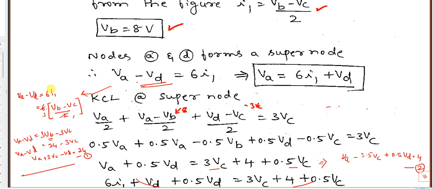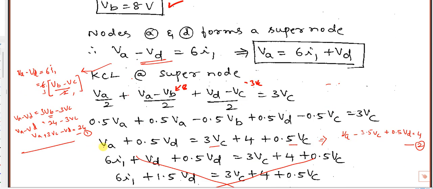VA minus VD is equal to 6I1. Okay. I1 value is VB minus VC by 2. So 2 3s are 6. So 3 VB minus 3 VC. And if you simplify, you'll get in terms of nodal voltages: VA plus 3 VC minus VD is equal to 24. This is equation number 1. So here they simply did unnecessary things in these steps. These steps are not required. So I'm going to simplify here only.